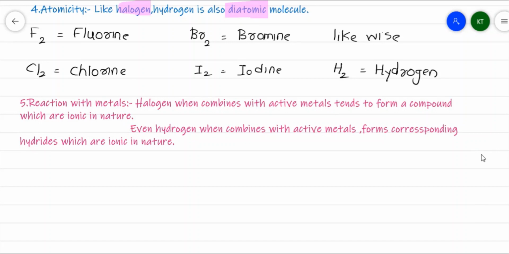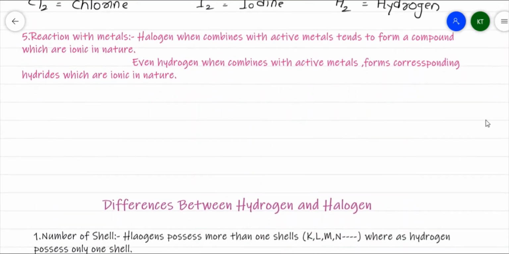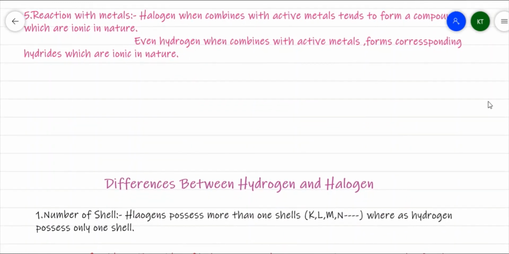Like halogen, hydrogen is also a diatomic molecule. Now the next part we have is reaction with metal. Generally it has been seen that halogens tend to combine with active metals like sodium, potassium, calcium, magnesium, resulting in the formation of compounds which are found to be ionic or electrovalent in nature.